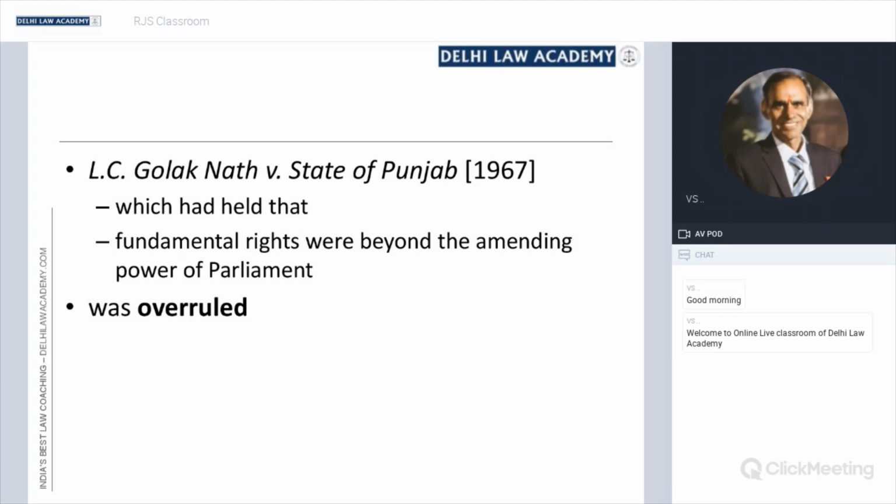So you will see the development. In 1951 came the Sankari Prasad case, which was overruled in the year 1967 when judgment in Golaknath's case was delivered, and this in turn was again overruled in 1973 when judgment in the Kesavananda Bharati case was delivered. The Supreme Court has twice overruled its own finding on this matter. Now you can understand how sensitive and how important this issue has been.